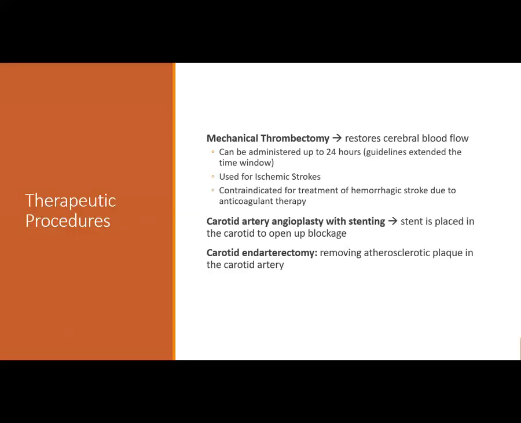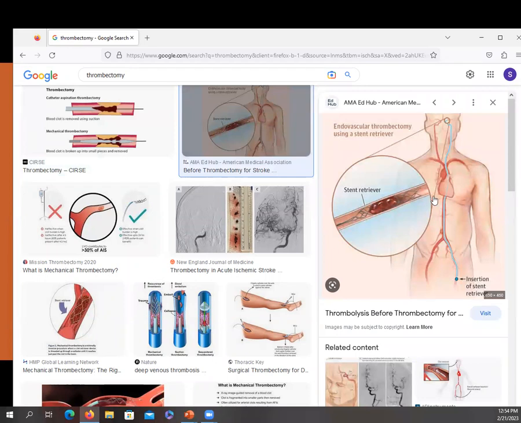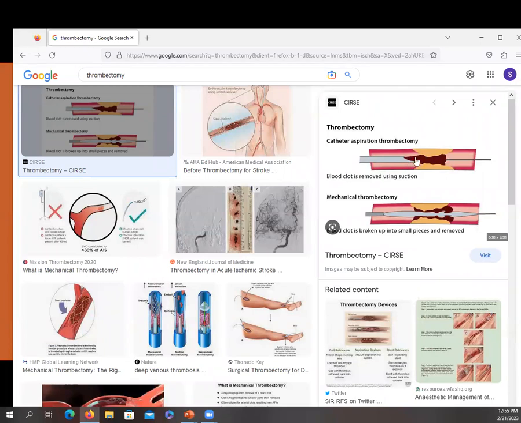So these are some of our therapeutic procedures. The first one is a mechanical thrombectomy, which restores cerebral blood flow. So basically what happens with a thrombectomy, I have this picture here, it goes up and they can put stents in, or they can remove the actual thrombus through here. You see how they've got this needle here where they've got the mechanical thrombectomy, the blood clot is broken into small pieces and removed. So they literally just clean out the vessels in order to restore blood flow.